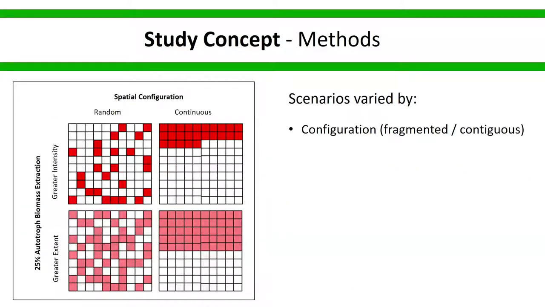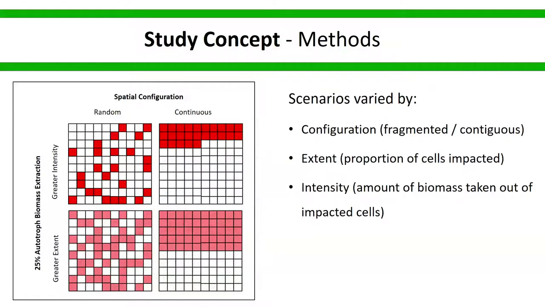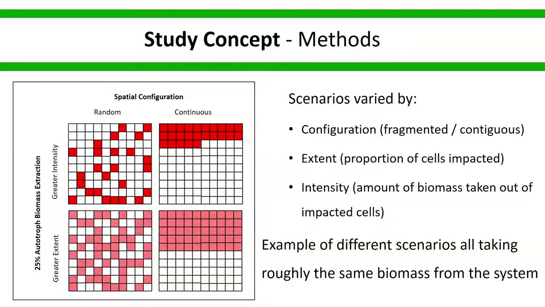So to conceptually describe the kind of comparisons we were making, I have here a four-panel graph showing differences in configuration, random and continuous, approximating a fragmented or a contiguous scenario of habitat destruction or degradation. And then we have differences in extent and intensity, extent being the number of grid cells from which we pluck plant biomass, and intensity being the amount of plant biomass that we take out of an individual cell. And across these four different panels, we have approximately the same amount of plant matter being pulled out of the ecosystem, about 25%, with the top row showing a quarter of the cells having all their plant biomass taken out, and the bottom row, half the cells having half their plant biomass removed.